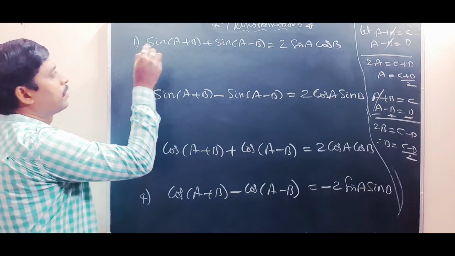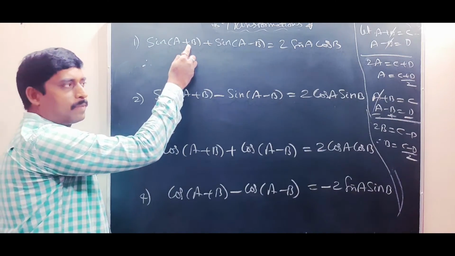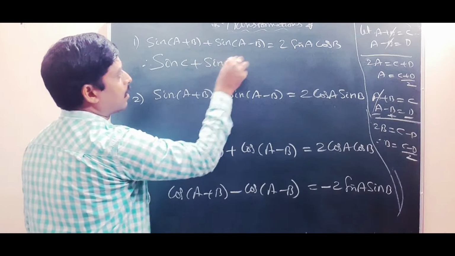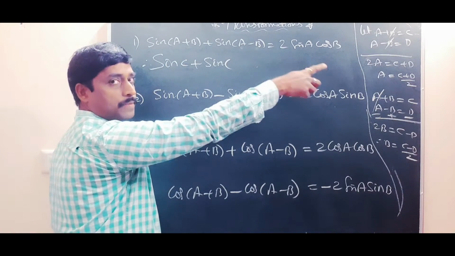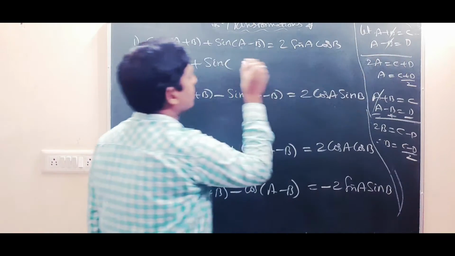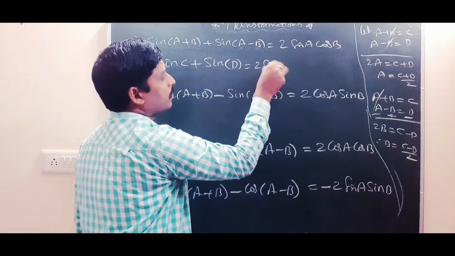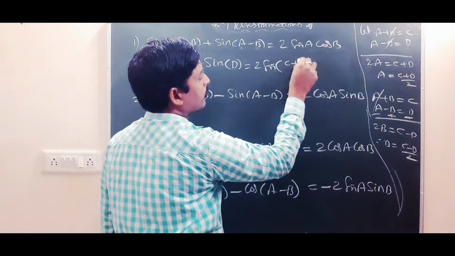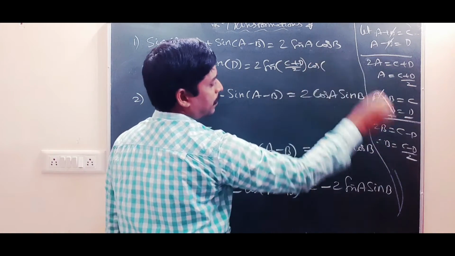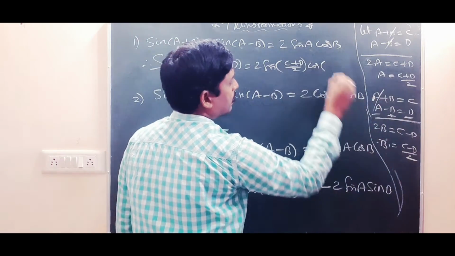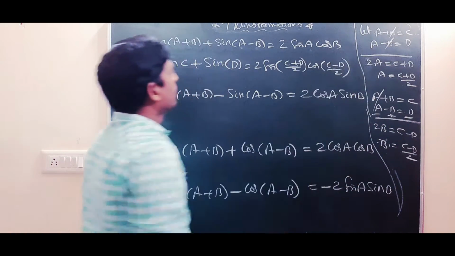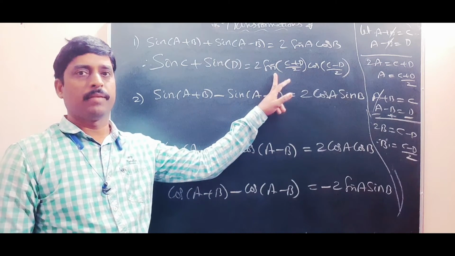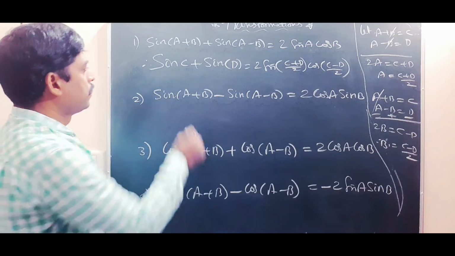Where A + B, on A + B placing we should write C, sin C, plus on A - B placing we should write D, sin D, is equal to 2 sin, where A placing we should write (C+D)/2, into cos B, placing we have (C-D)/2. This is also most important. Sin C + sin D = 2 sin((C+D)/2) cos((C-D)/2). Okay.